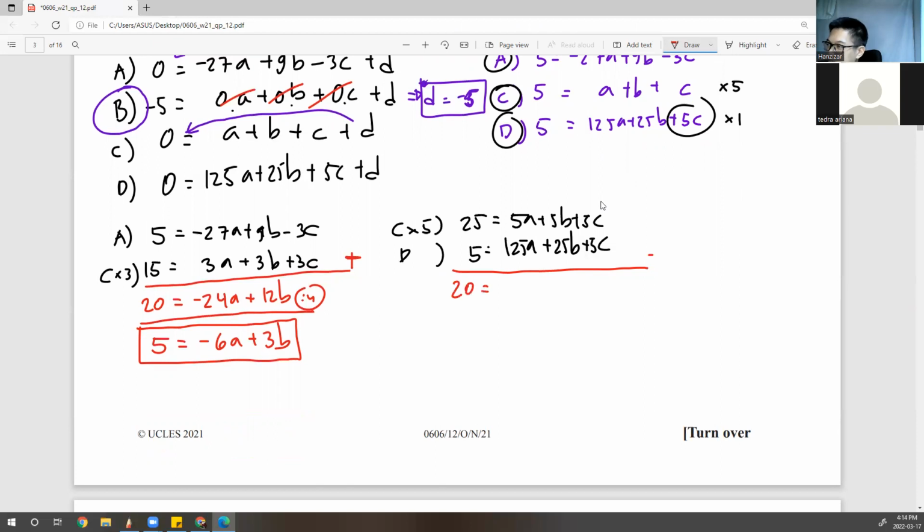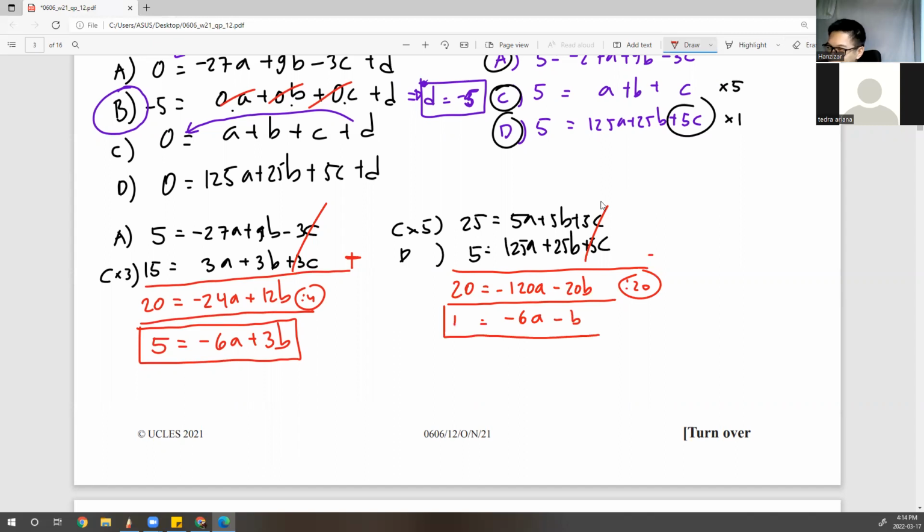20 equals negative 120A minus 20B, cross out, right? And then you can divide by 20. Wow, okay. So 1 equals negative 6A. Wow, it's the same. Let me know whenever you have any problem. Okay, we can just do the elimination easily, right?